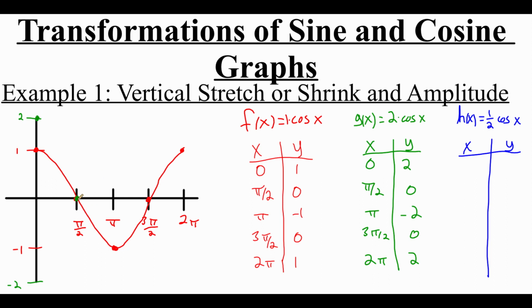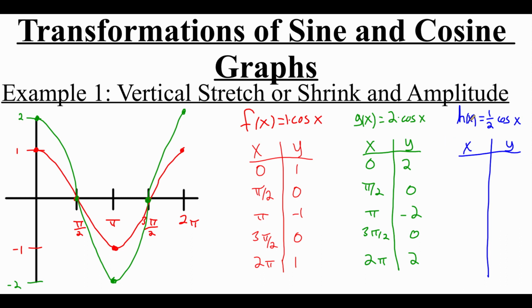At pi over 2, I'm at 0. At pi, I'm down at negative 2. At 3 pi over 2, I'm back to 0. And at 2 pi, I'm up at 2. So now I connect all those dots to get my cosine wave. And now notice, because of that 2, the only thing that changed was the height of our waves. So our waves got taller.